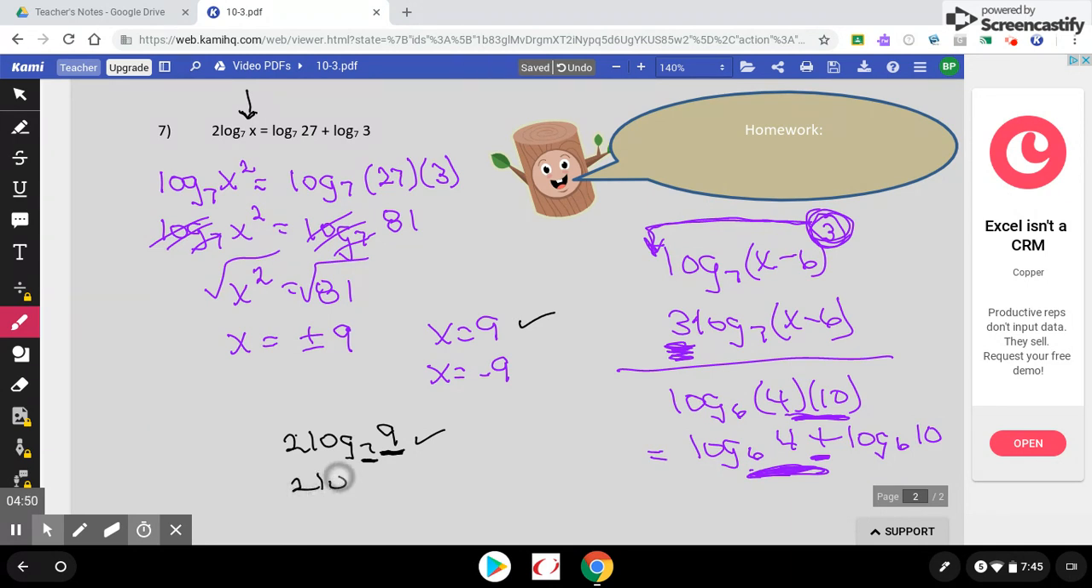But if I substitute the negative 9 in that same spot, trying to put parentheses around this, I have a positive base, which is good. I get a negative argument, which is bad. I'm not allowed to do that. So x equals negative 9, impossible. Called an extraneous solution. Extraneous: solved it correctly, plug it back in, it doesn't work. So the only answer to number 7 is x equals 9.